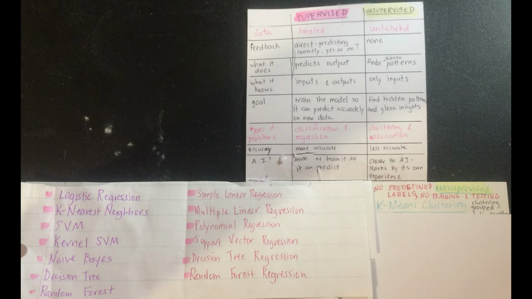What's the difference in what they do? Supervised predicts output, unsupervised finds hidden patterns. What's the difference in what it knows? Supervised knows inputs and outputs. Unsupervised only knows inputs.